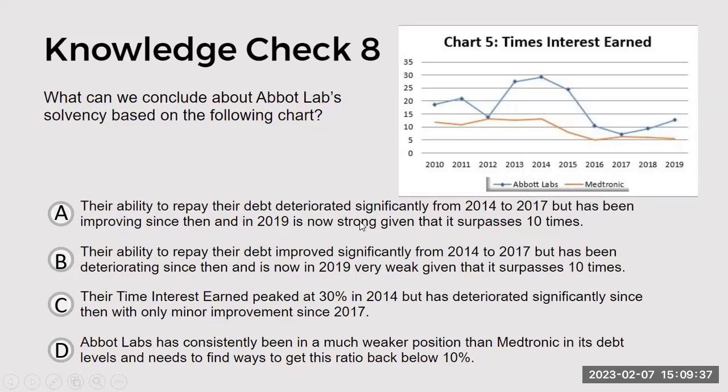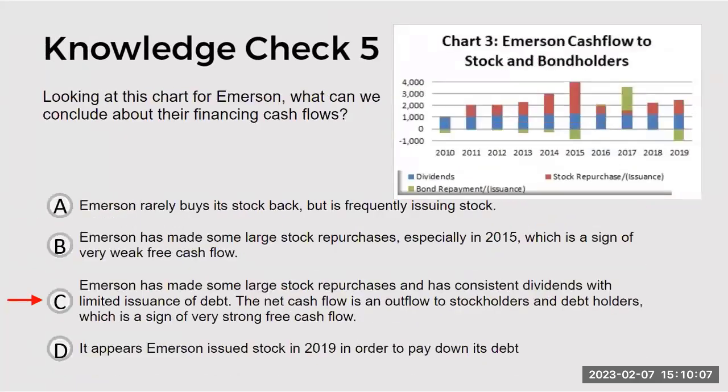And in 2019 is now strong, surpasses 10. Yeah, 10 is a good benchmark. They did surpass 10 times. Yeah, A sounds pretty good to me. Their ability to repay their debt improved significantly from 2014 to 2017. Did that improve significantly? No. And has been deteriorating since and is now very weak, given that. So this is going the exact opposite. It's saying higher is worse. No, higher is better here. Okay. So the answer there, I guess we said was A, right?